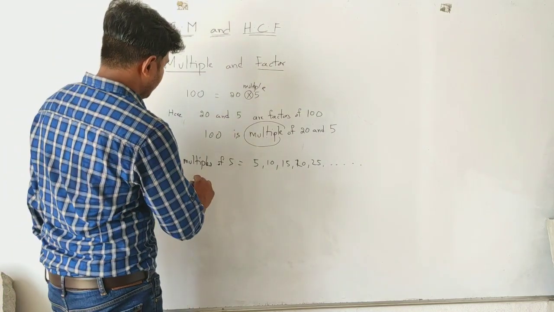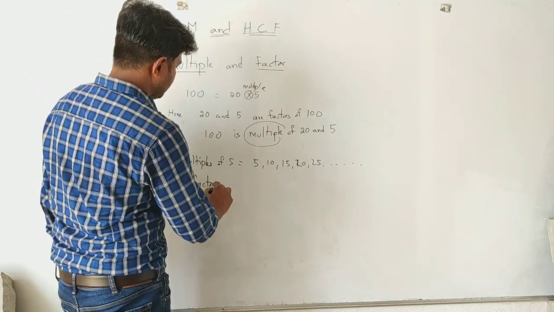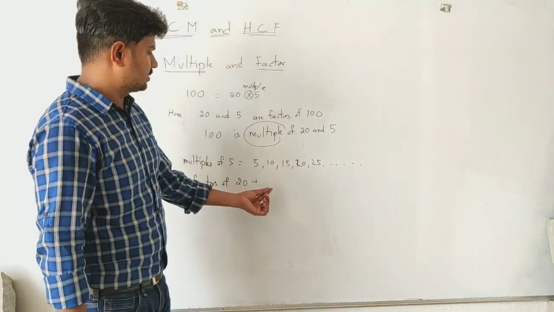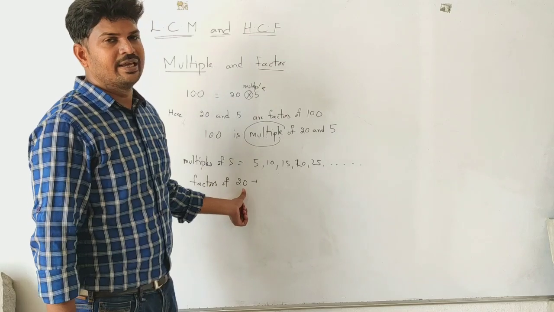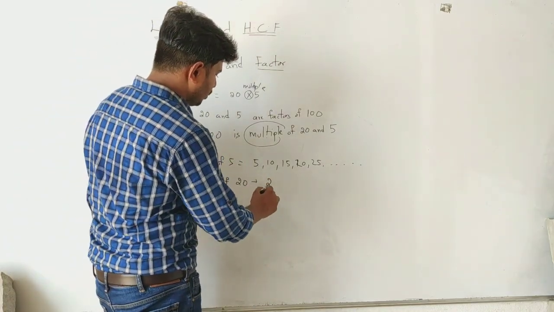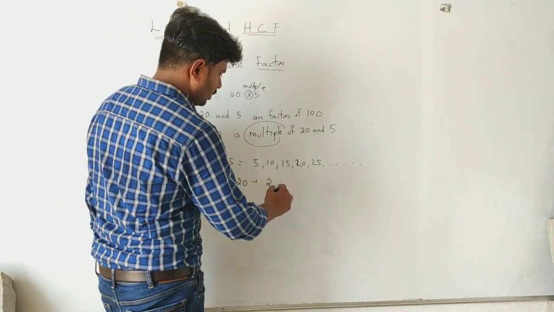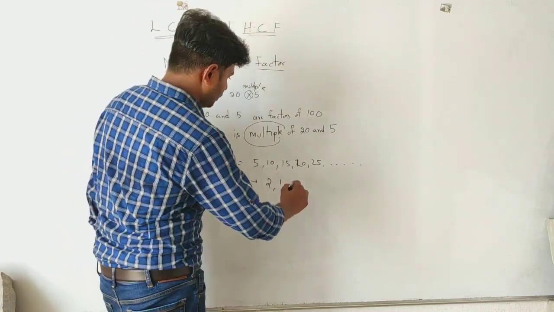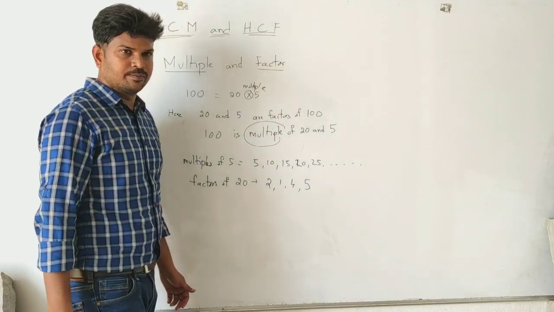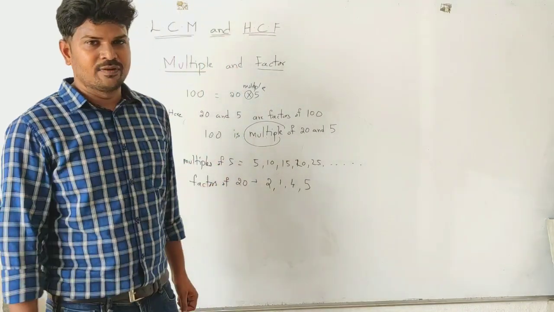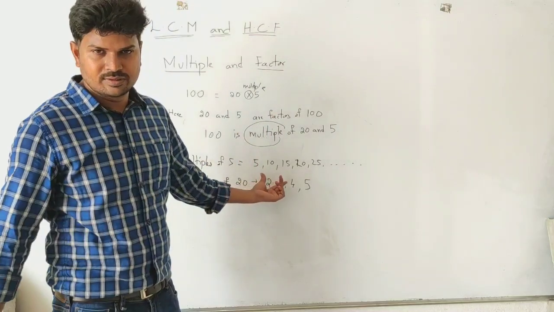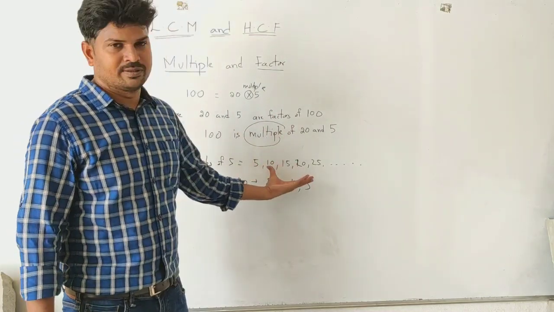Whereas factors of 20 means what are all the numbers that can divide 20 exactly? They are, say, 2 can divide 20, 1 can divide 20, 4 can divide 20, 5 can divide 20. If you understand it carefully, in multiples you will have more numbers. There will be more multiples.